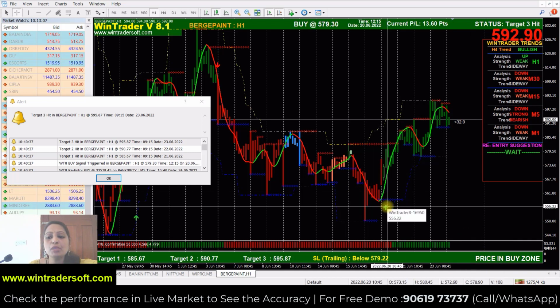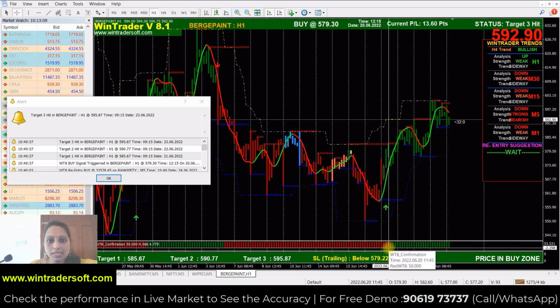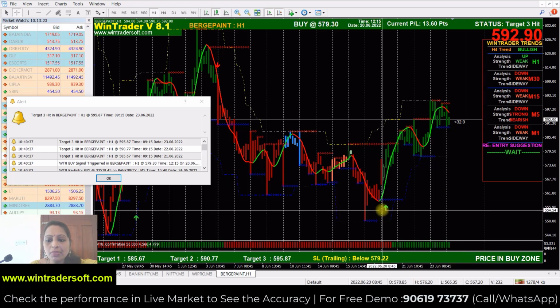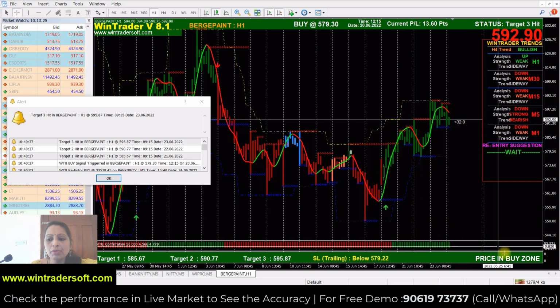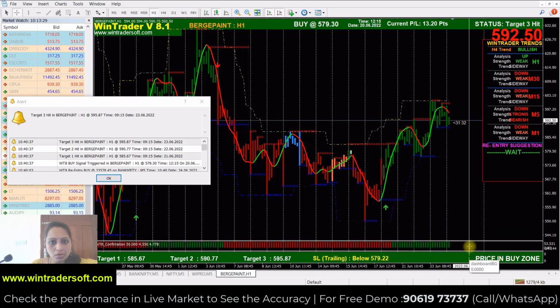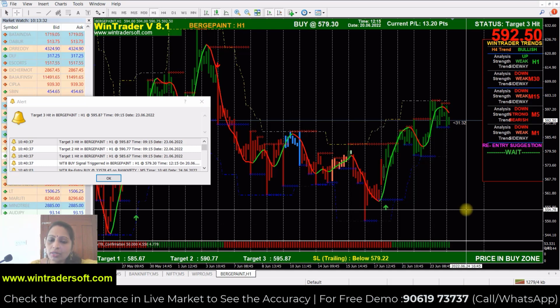Second confirmation, below the arrow, you can see there is a bar here. That is our confirmation bar. The bar should be the same color as the signal. If it is a buy signal, then the bar should be green. So you have to wait for the two confirmations. If these two parameters are matching, then only we can take the position. First the arrow will come, then you have to check the price in buy zone and the bar confirmation. If these two confirmations are okay, then you can directly take the position in your trading platform.